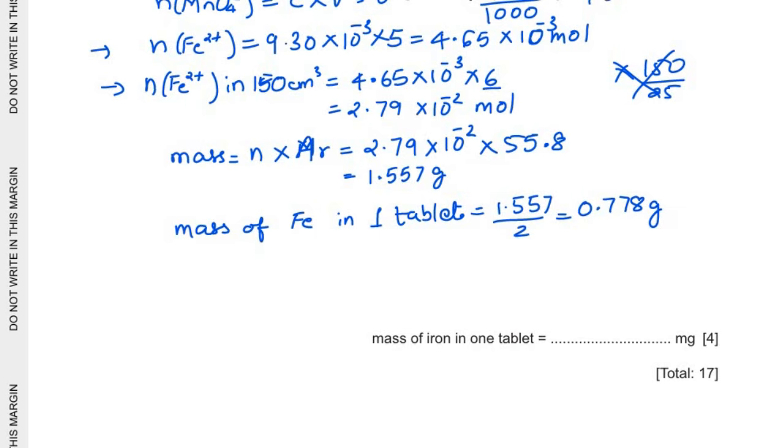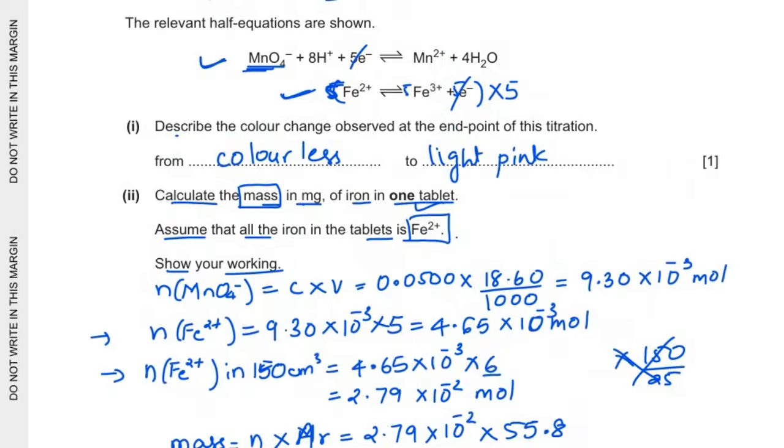grams. Now this is 0.7785 grams, right? So if we want this in milligrams, we need to multiply that by 1000, and so we get the answer as 778.5 milligrams. We have just converted grams into milligrams by multiplying by 1000. So we get the answer as 778.5 milligrams. I hope you understood the whole explanation.